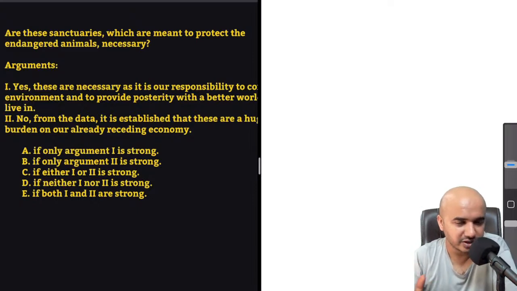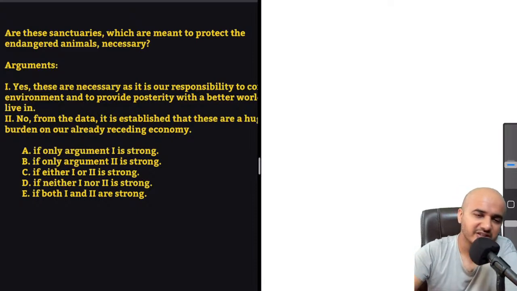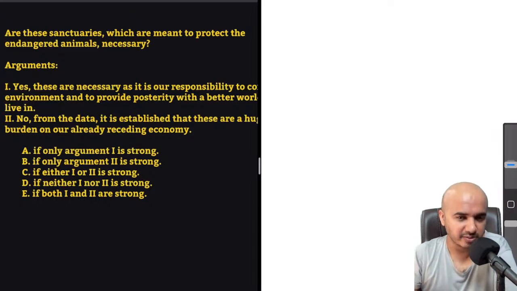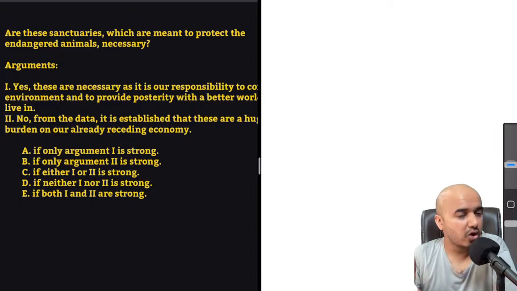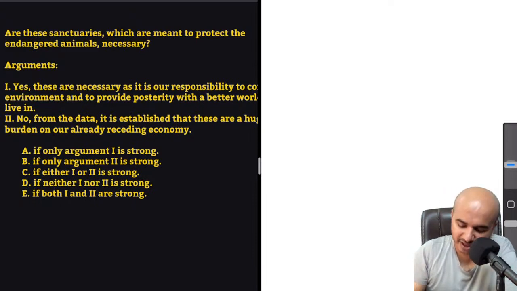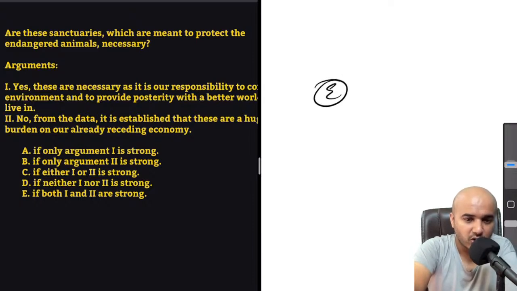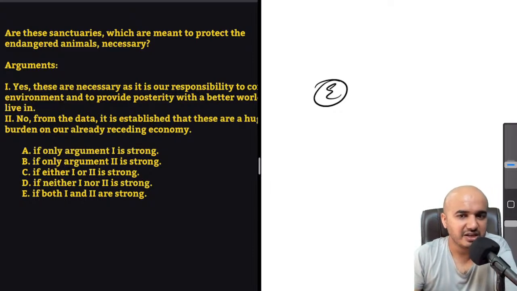So, on its own, this statement also makes sense. When your people are suffering, when you don't have money for your basic necessities, will you be worried about endangered animals or will you be worried about your citizens? Obviously, you'll be worried about your citizens. So therefore, they say, don't worry too much about endangered animals. Rather, worry about improving your economy so that your citizens live happily. So argument 2 also makes sense. Argument 1 also makes sense. If both the options do make sense, then which one should we select? Option E, which says, if both 1 and 2 are strong, then select option E. So in this case, we have selected Option E as the right answer.